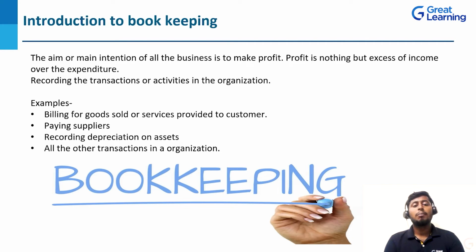The aim or main intention of all businesses is to make profit. All the businesses, organizations and activities, whosoever is doing them, do them for the purpose of money or making profit only, correct? So that is the first or prime objective of all the activities. Profit is nothing but the excess of income over expenditure.